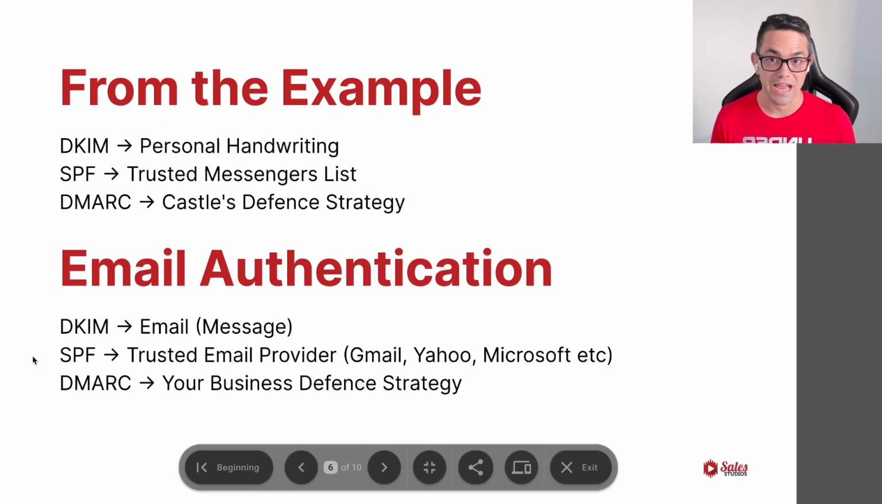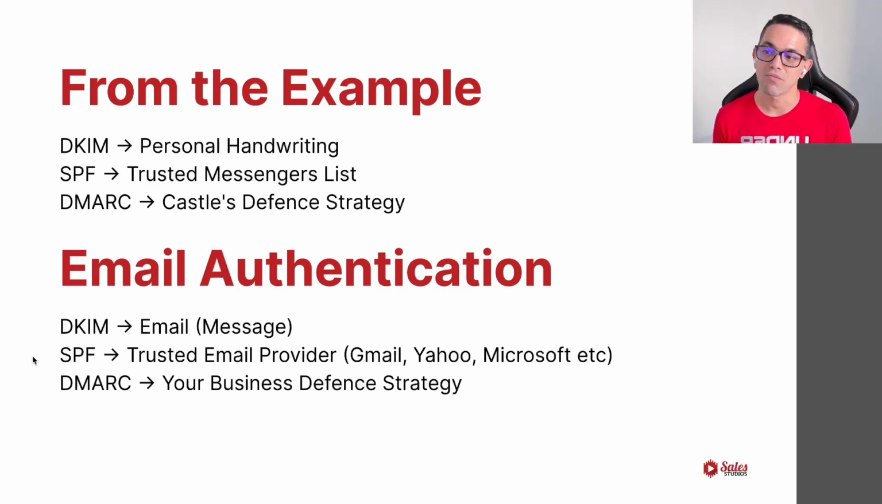In a real life situation, the SPF will be the email provider. So you're going to have Gmail. So let's say you have a Gmail email. You are adding Gmail as a trusted messenger, someone that can actually send emails on your behalf. You might be using AWeber, ActiveCampaign, or ClickFunnels, or anything like that. So you would also need to go and add the SPF for those unique platforms into the SPF list.